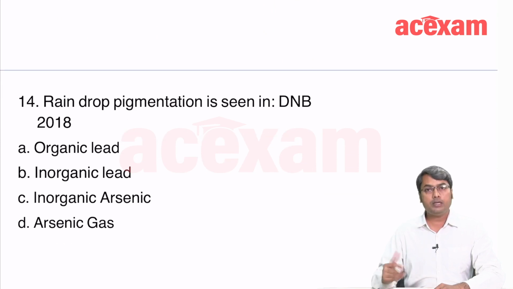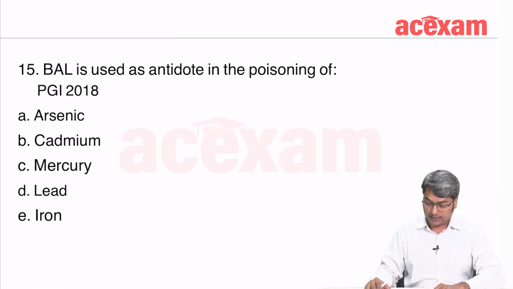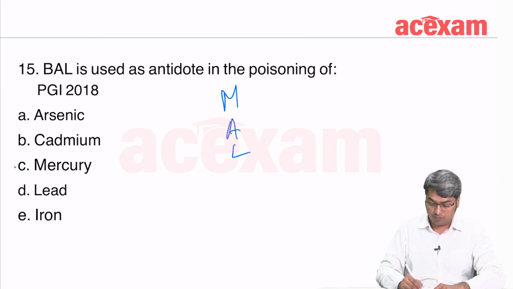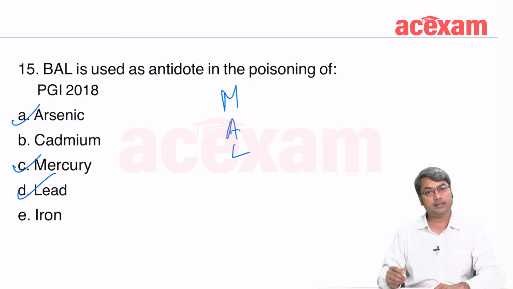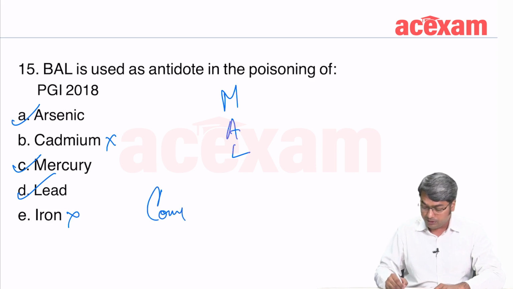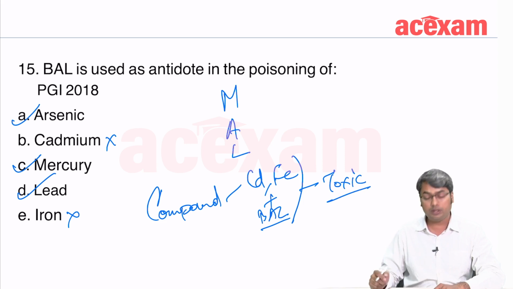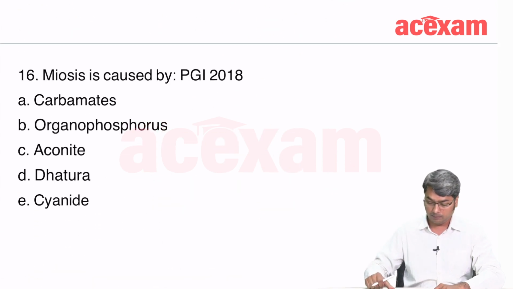Raindrop pigmentation, we already saw the image. Raindrop pigmentation is seen in arsenic poisoning, especially inorganic arsenic. BAL is used as an antidote in the poisons of MAL. So, mercury, arsenic and lead. These are the poisons where BAL is used as an antidote. In cadmium and iron, it is not used as an antidote because the compound which BAL forms with cadmium and iron, this compound itself is toxic. That is why BAL is not used in the treatment of these two poisonings.